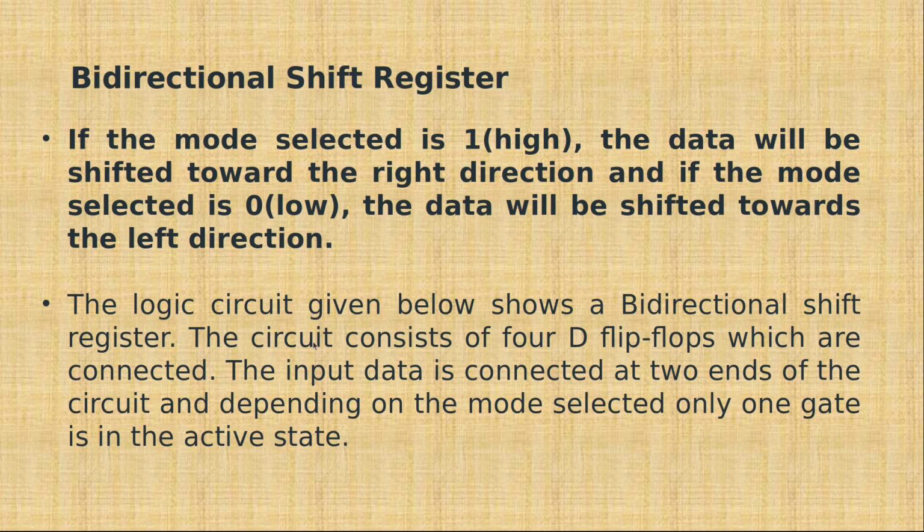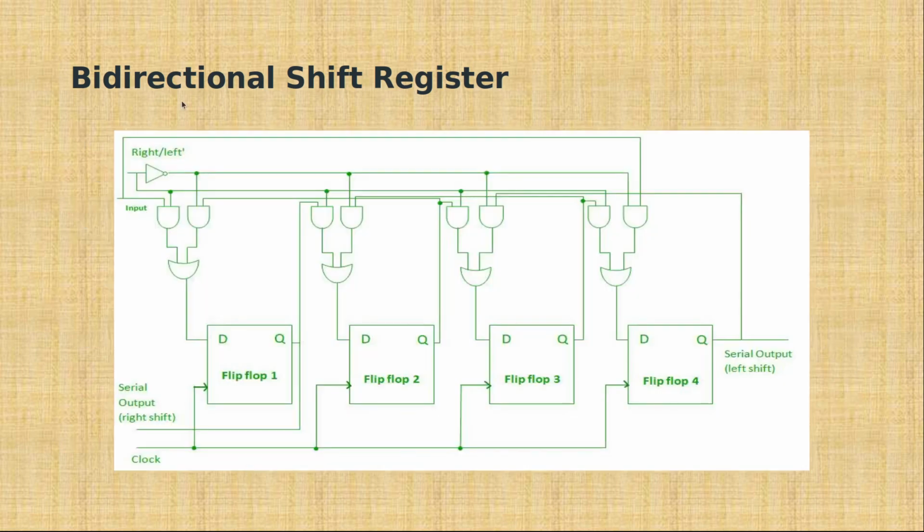Okay, the circuit consists of 4 D flip flops which are connected. The data is connected to the two ends of the circuit. Depending on the mode selected, only one gate is in an active state. Okay, so this is the bidirectional shift register. Here the register is connected to two ends, the right side and the left side. If you choose the right, the bit will be moved in the right direction. If you choose the left, it will move in the left direction.